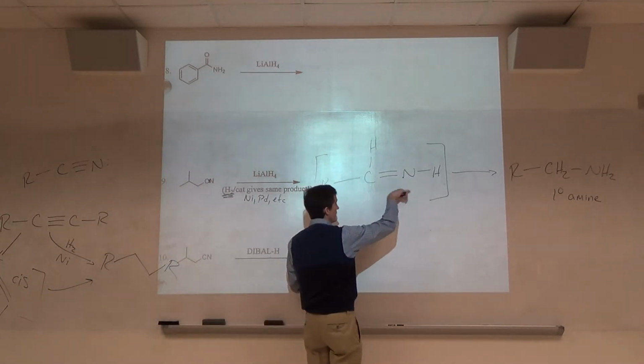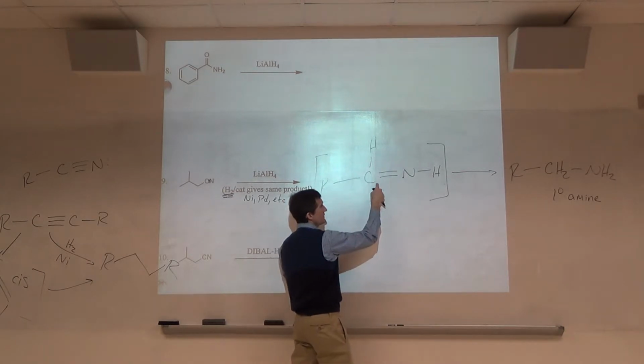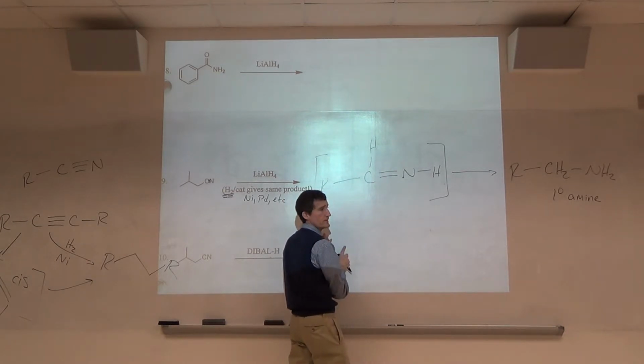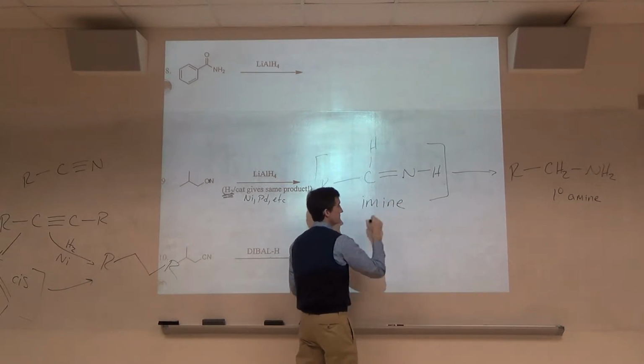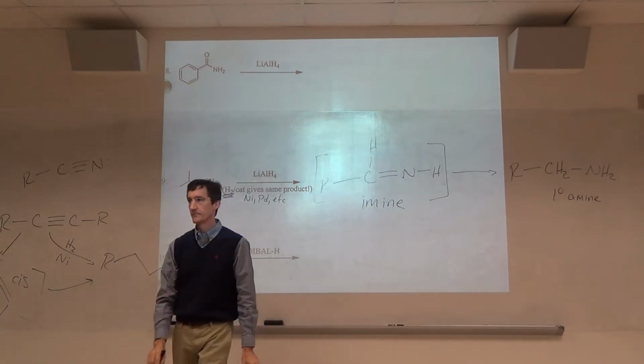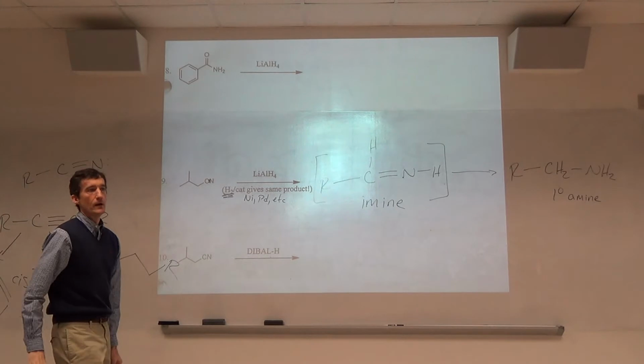What is the intermediate called? What's the name of this functional group? It's a carbon double bond N. You've all made one in lab. Imine.